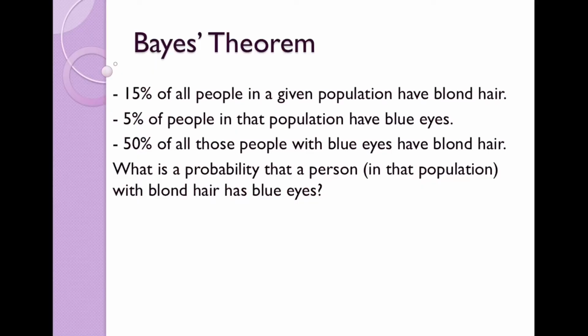Now that we know that the theorem works, let's try it out. Here's an example problem. 15% of all people in a given population have blonde hair. 5% of people in that population have blue eyes. 50% of the people with blue eyes have blonde hair. What is the probability that a person in that population with blonde hair has blue eyes?